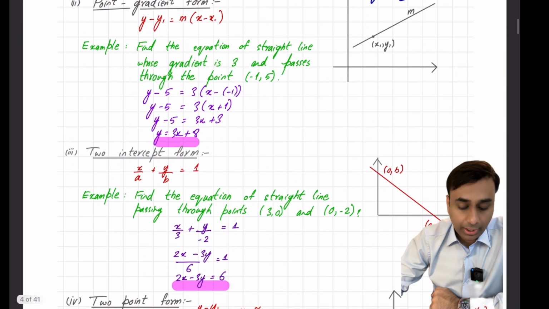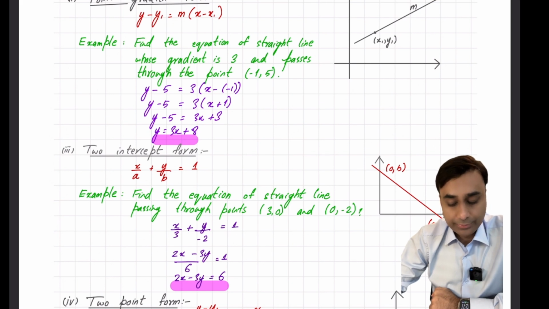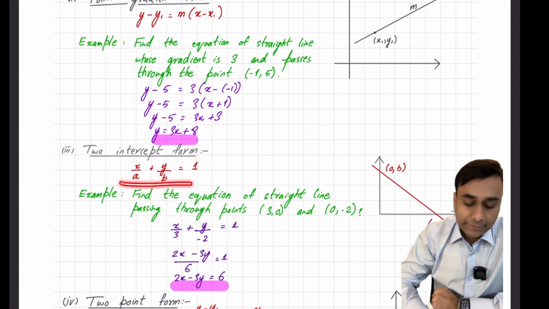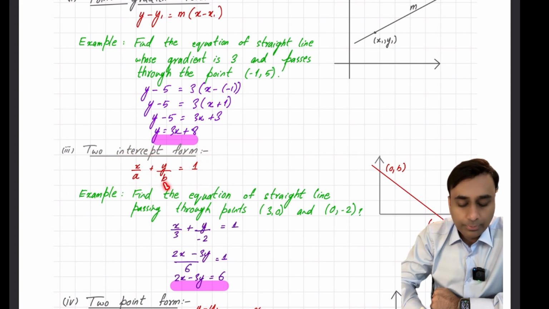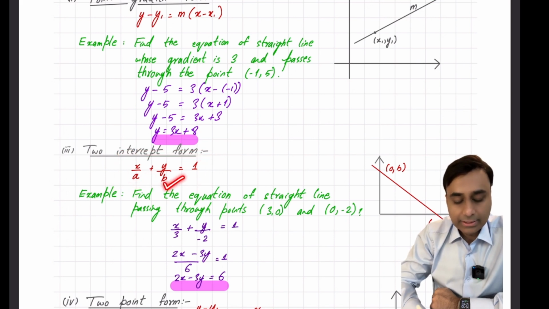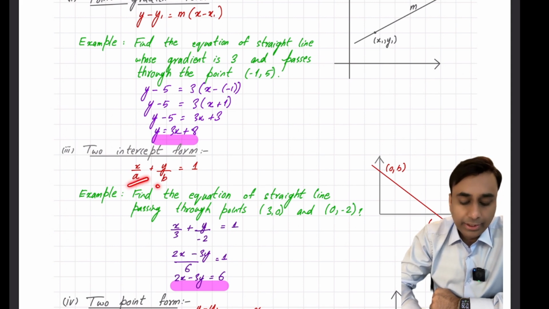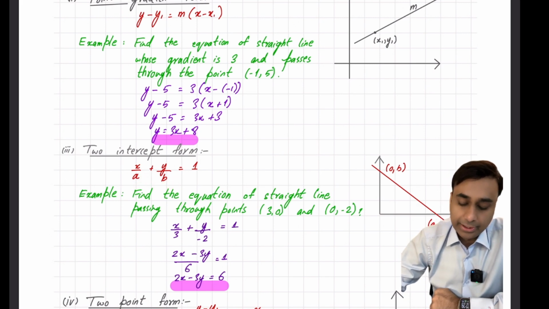Another form that is used a lot is for a situation where you know both the intercepts: you know the x-intercept and you know the y-intercept. You can remember this form as x/a, where a is the intercept on the x-axis, plus y/b, where b is the intercept on the y-axis, is equal to 1. Remember, there is 1 on the right-hand side. In the denominator of x, you have the x-intercept, and in the denominator of y, you have the y-intercept. So if you know both intercepts, you can directly state the equation.